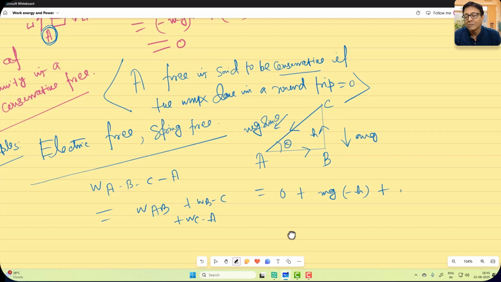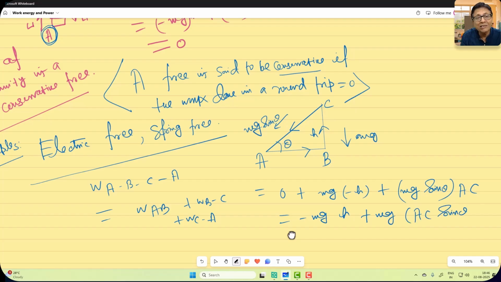This is mg sin theta into AC. This is what? Minus mgh. This is plus mg into AC sin theta. What is AC sin theta in the diagram? H by AC equal to sin theta. So AC sin theta will be h. Minus mgh plus mgh, that is 0.